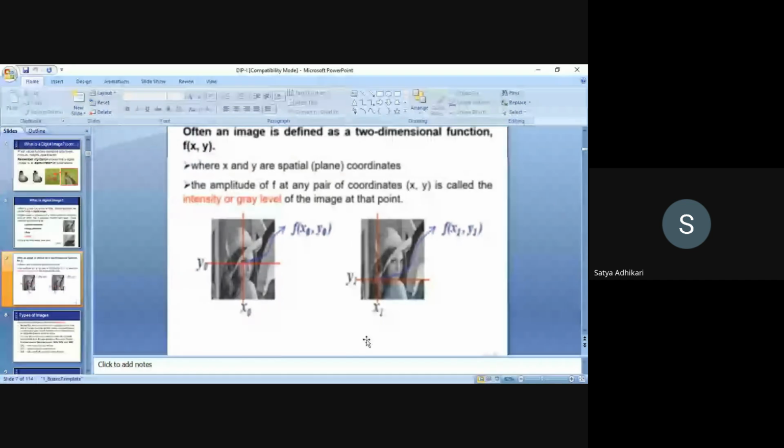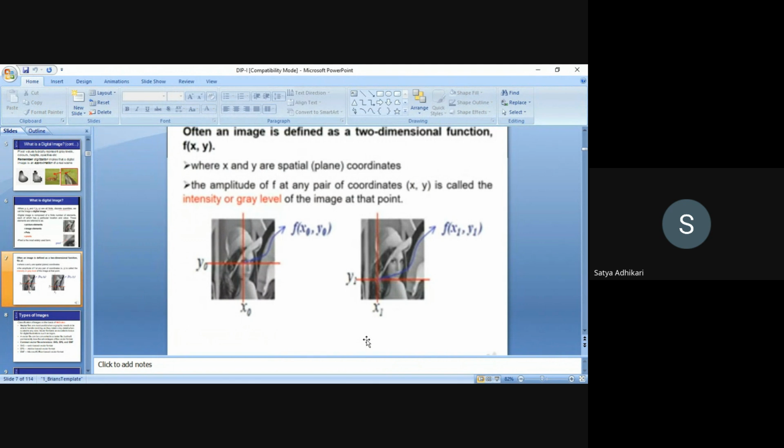So the point itself is x0 y0, and the gray level value or intensity value, which lies between 0 to 255, is represented by f of x0 y0. We will discuss more about that. Similarly, come to the second picture. They are plotting the x-axis, y-axis, x1, y1, and the intersection point is x1 y1. It is another pixel of that image.